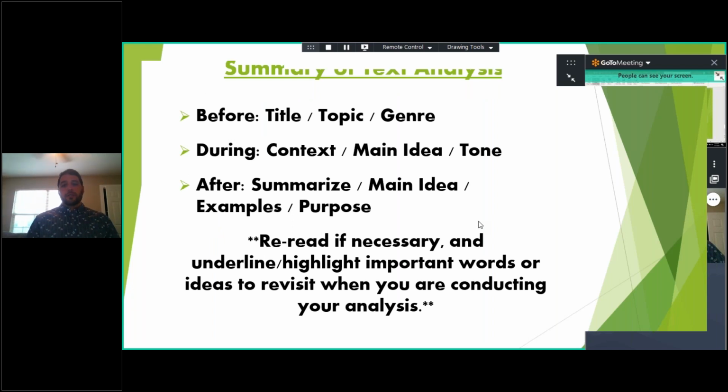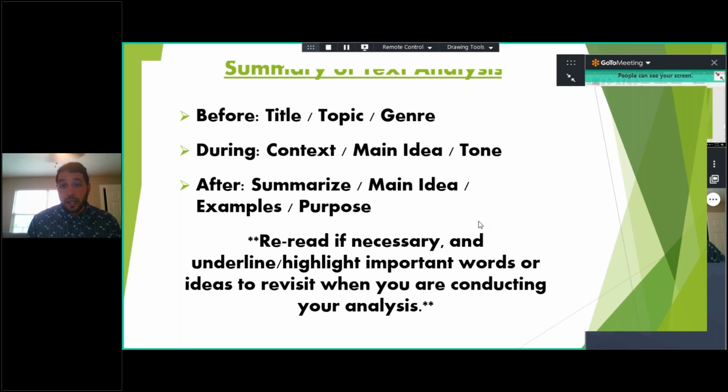So kind of to summarize the way we're analyzing these texts, again, it's before, during, and after are kind of those breakdowns. So before, you want to really look at the title, the topic, the genre. So you really want to kind of look at those overarching areas to figure out what is this going to be about. Then while you're reading it, you want to find that main idea. That main idea is the most important idea in the story or in the passage. And once you have that main idea, you understand kind of what the author's trying to get across.